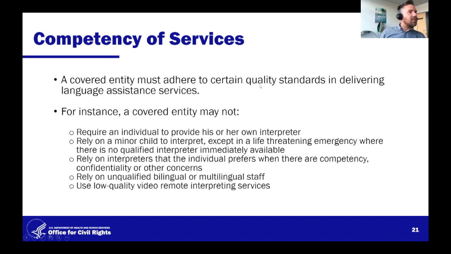A covered entity must adhere to certain quality standards in delivering language assistance services. For instance, a covered entity may not require an individual to provide his or her own interpreter, or rely on a minor child to interpret, except in a life-threatening emergency where there is no qualified interpreter immediately available. May not rely on interpreters that the individual prefers when there are competency, confidentiality, or other concerns. May not rely on unqualified bilingual or multilingual staff, or use low-quality video remote interpretation services. So in establishing these standards, OCR noted that it is in recipients' best interest to use sufficiently qualified language assistance services to avoid unnecessary errors and costs.